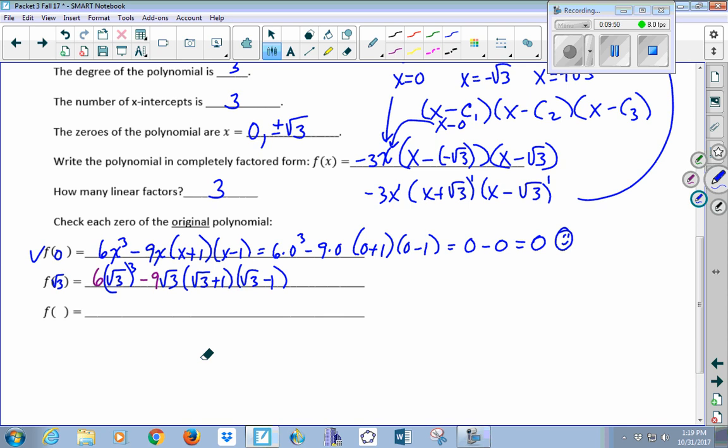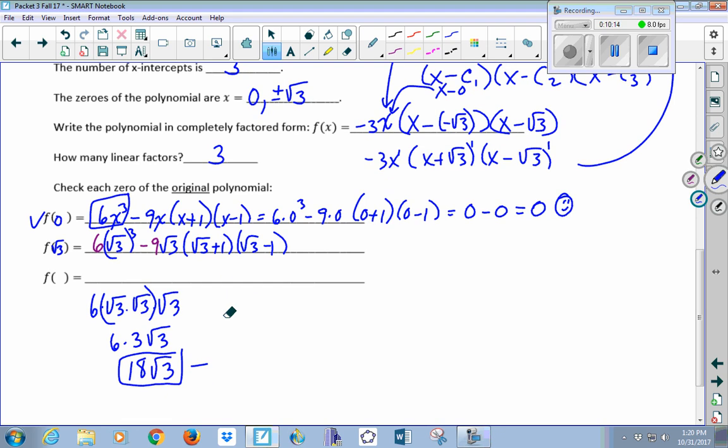Well, the square root of 3 cubed, you could write like this if you needed to. And the square root of 3 times the square root of 3 is 3. So this is 6 times 3 square roots of 3, which is 18 square roots of 3. So that's going to be the first term. That's just 6x cubed. That's all done now. It's going to be 18 square roots of 3.